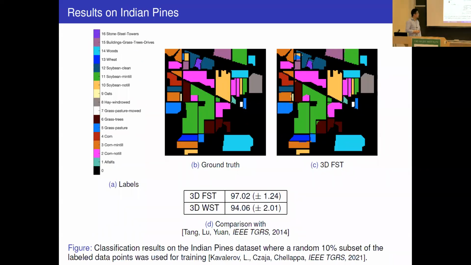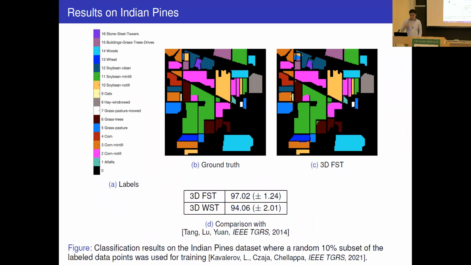Okay, so these are results on Indian Pines. This is a very standard data set, 16 classes, mainly farmland. There's the ground truth, and this is the image that we got through the Fourier scattering transform. So in terms of the error, we're making approximately 3%. And there's this other group who used Mallat's wavelet scattering transform. Their error was about 6%. So you could say it's a 3% improvement, but you could also say it's a 50% reduction in the error.